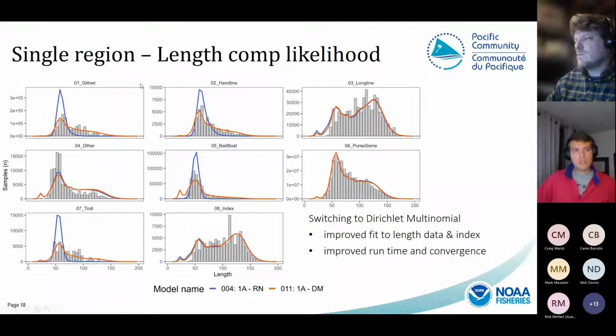So we made the switch to the Dirichlet multinomial, and it substantially improved the fit to the length data. You can see an improvement there in the figures. It also improved the fit to the index, and improved runtime and convergence. So that was something that we were happy to see.